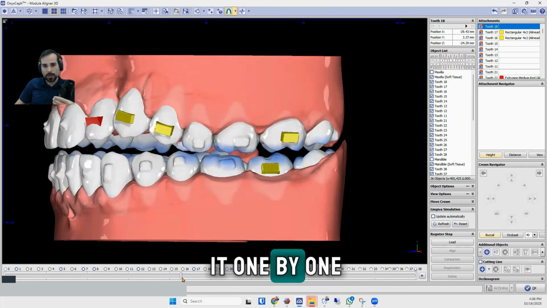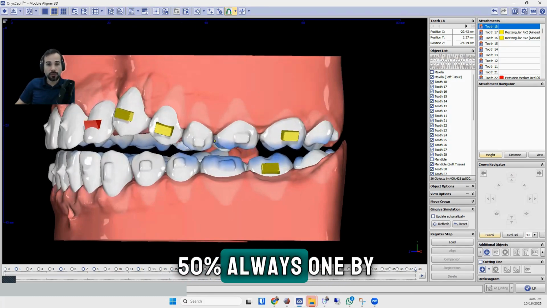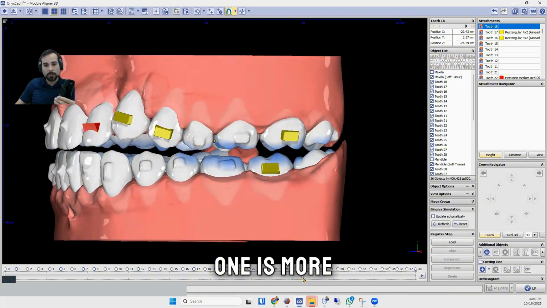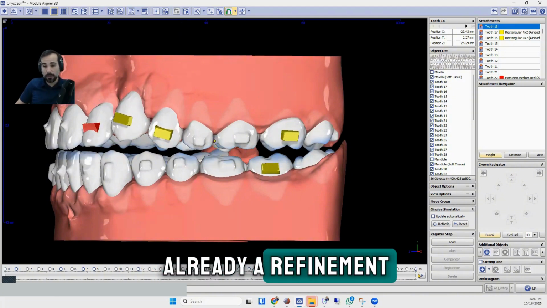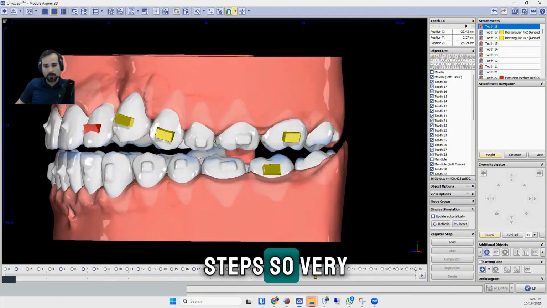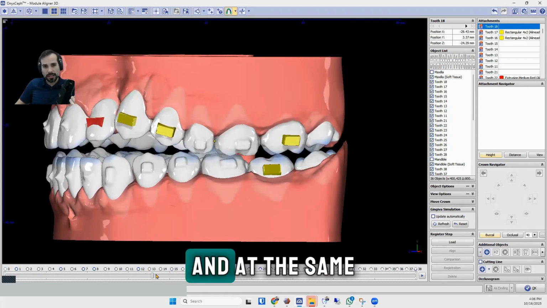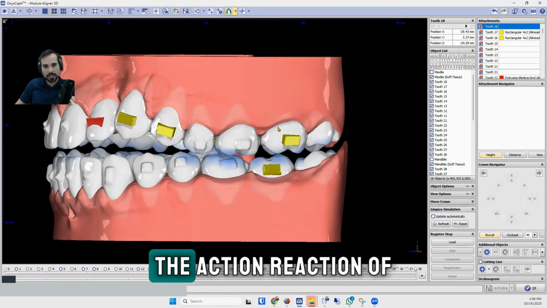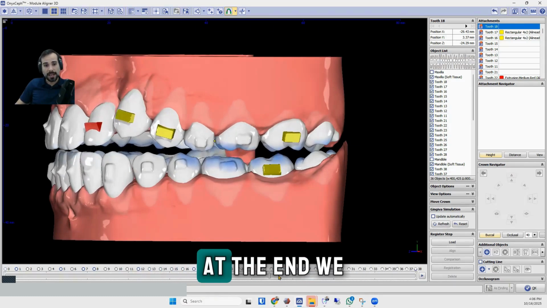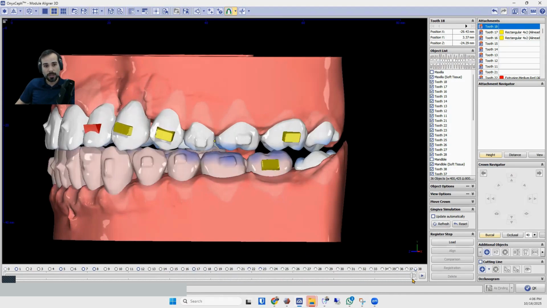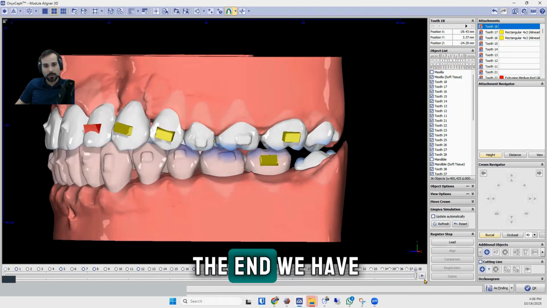You may do it one by one, you may do it 50%. Always one by one is more predictable, but this is already a refinement and I have 38 steps. So it's very, very important to make it sequentially. And at the same time that we are intruding, the reaction is the extrusion of the anterior segment. At the end, we will have a jump. You can see at the end, we have a jump.